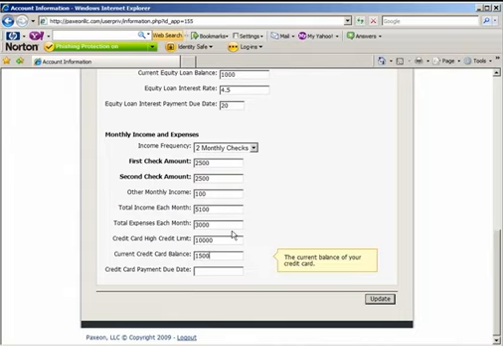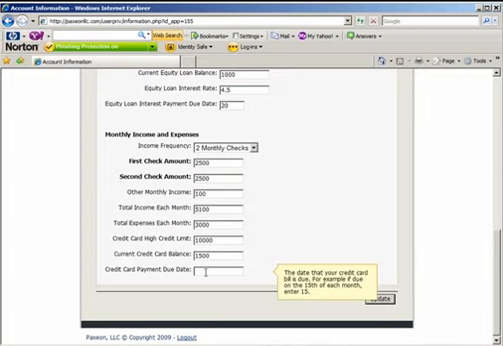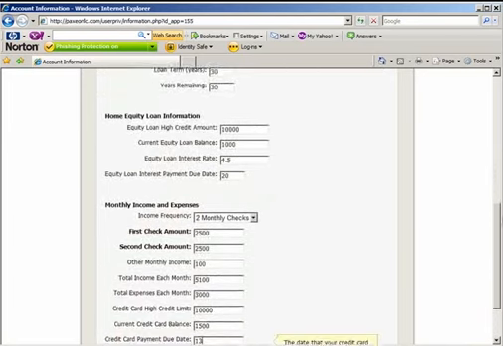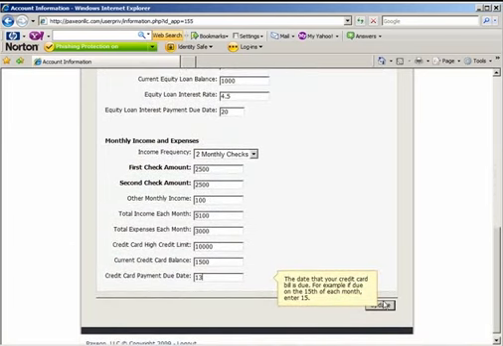Now, what is the due date of your credit card interest payment? We'll say that's the 13th of the month. Okay, so we filled out all the fields. We need something in each field, at least a 0. And now we're going to click Update.